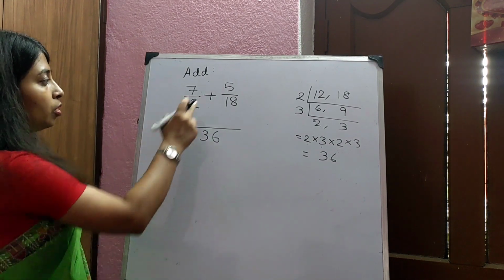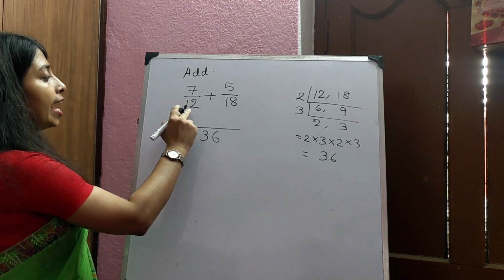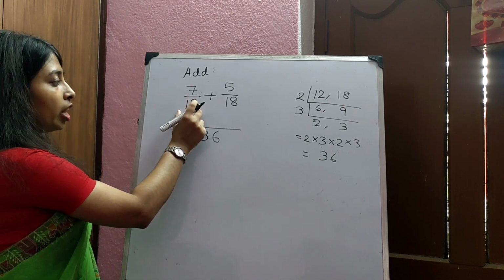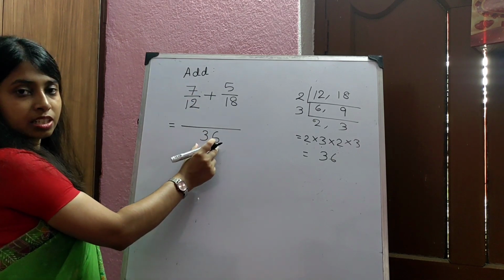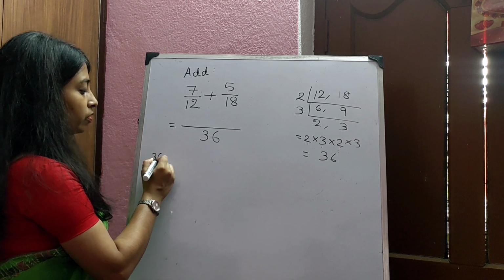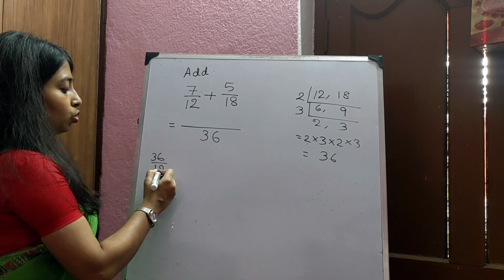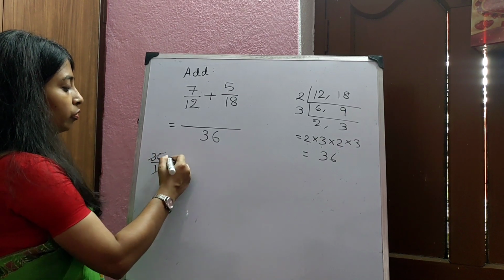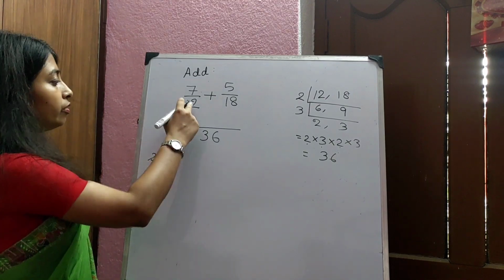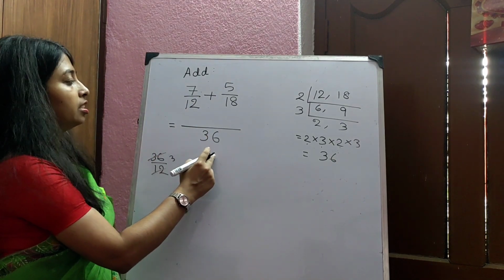What was the next step? We will take the first term and the denominator is 12. So we will think 12 multiplied by how much is 36, or simply we can get that by dividing 36 by 12. So if we cancel 36 by 12, we get 3, or if we divide 36 by 12, we get 3. So 12 multiplied by 3 is 36.